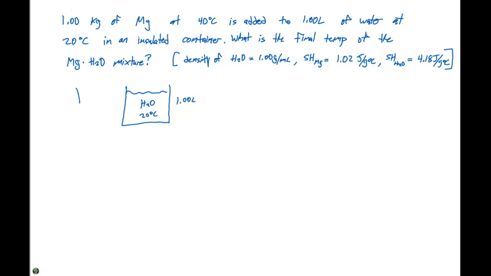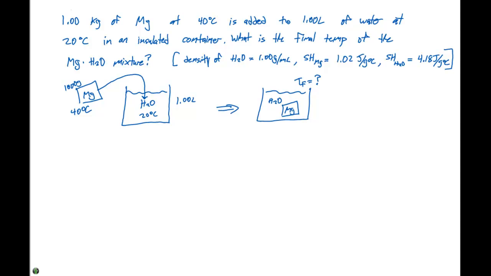And what we're going to do is take this block of magnesium, which is going to be 1,000 grams, and it's at 40 degrees Celsius. We're then going to place this block of magnesium into the water, and we're going to have our vessel, which contains our water, and then there's going to be a block of magnesium in it. The question is, what is the final temperature of this mixture?